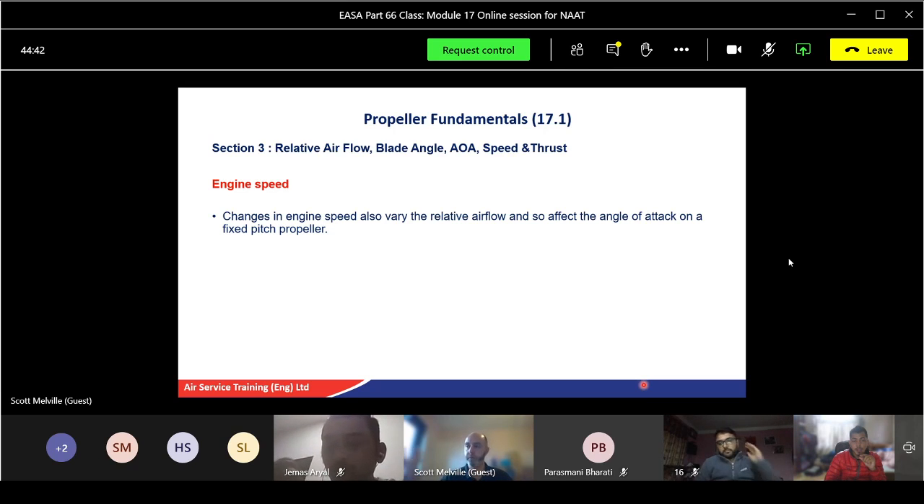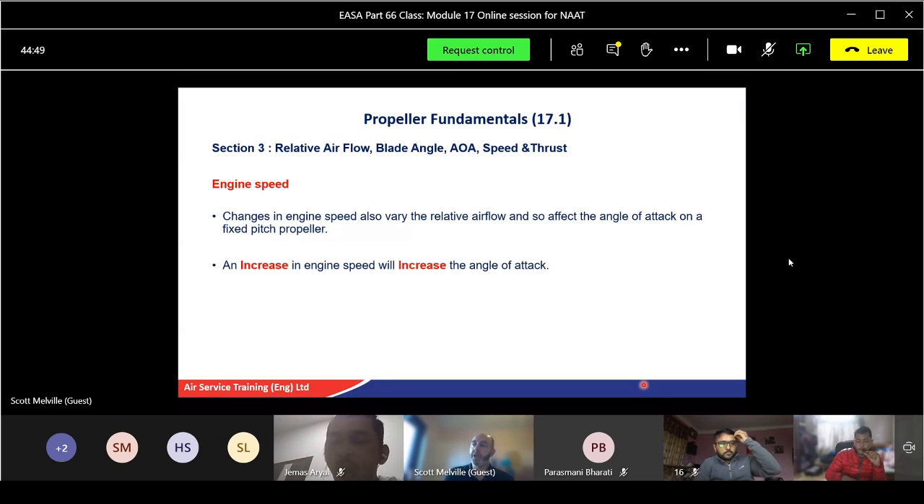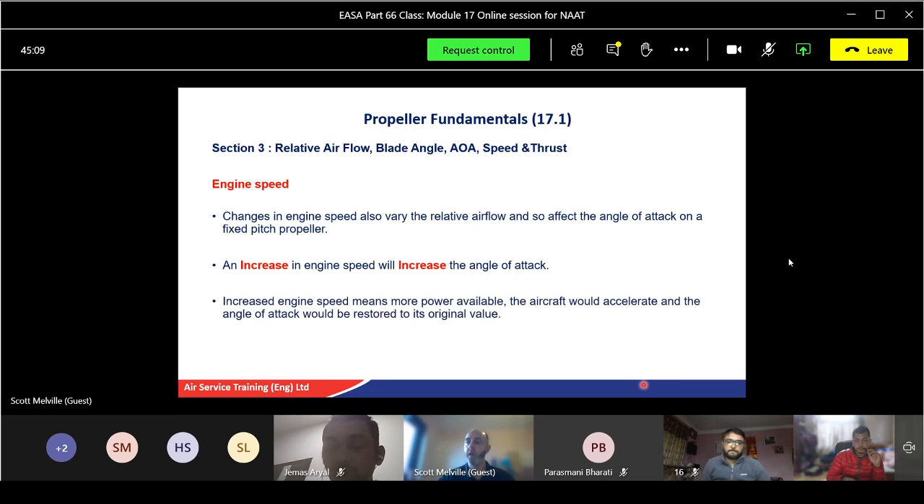As I said, change in engine speed also varies the relative airflow, so it affects angle of attack on the fixed pitch propeller. Therefore, an increase in engine speed will increase angle of attack. In other words, the propeller is trying to go faster than the relative air. It's trying to escape the relative air, so it's going to increase your angle of attack. You slow the speed, angle of attack will decrease. You slow the aircraft, the angle of attack will also decrease. So there's a few things going on there. Increased engine speed means more power. That's good. The aircraft would accelerate and angle of attack would be restored to its original value.